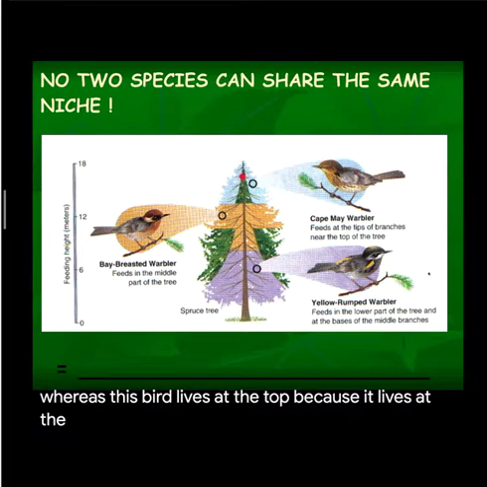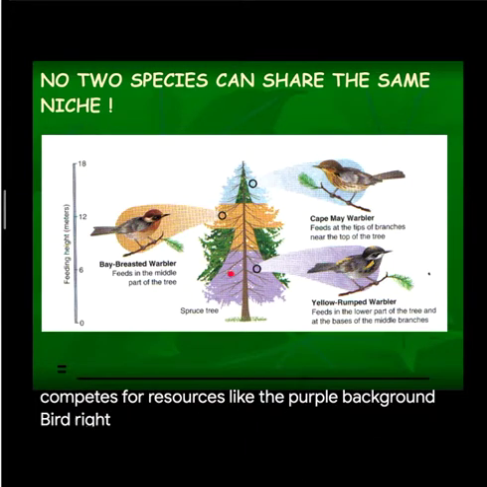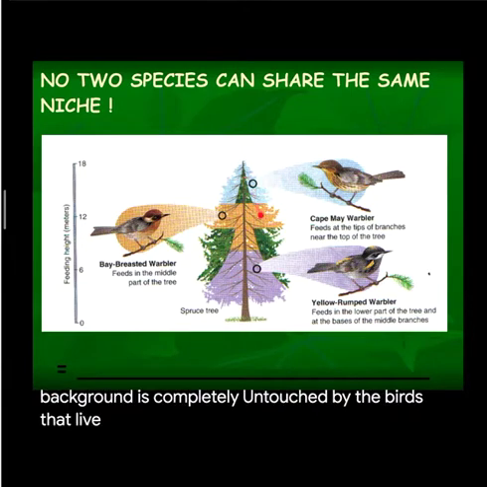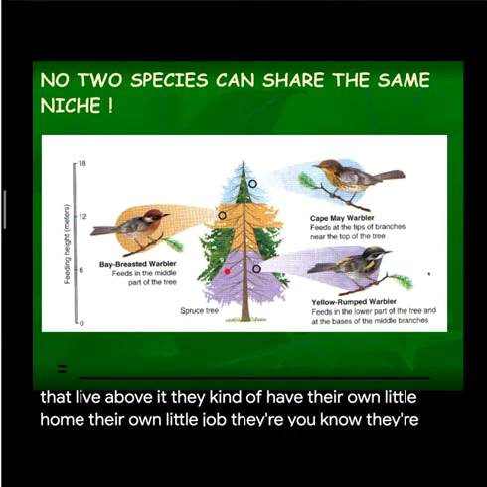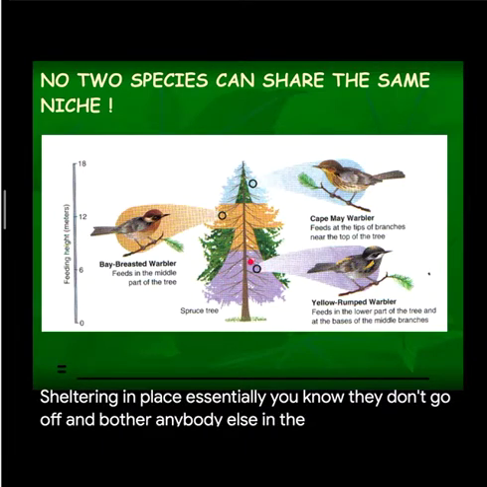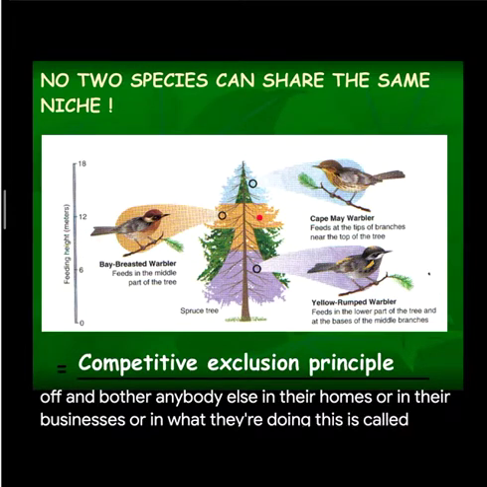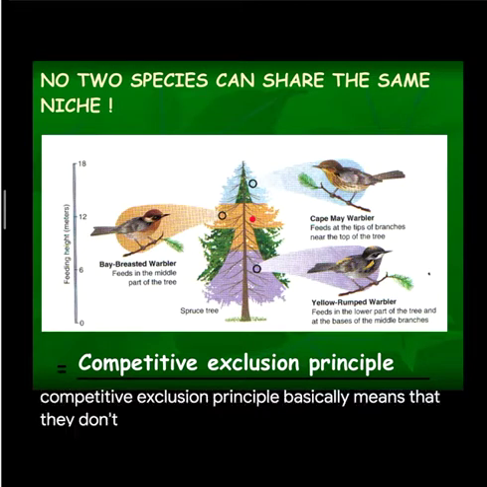Because it lives at the top, it never runs into or competes for resources with the purple background bird, right? So this warbler in the purple background is completely untouched by the birds that live above it. They kind of have their own little home, their own little job. They're sheltering in place essentially. They don't go off and bother anybody else in their homes or in their businesses or in what they're doing. This is called the competitive exclusion principle. It basically means that they don't compete.